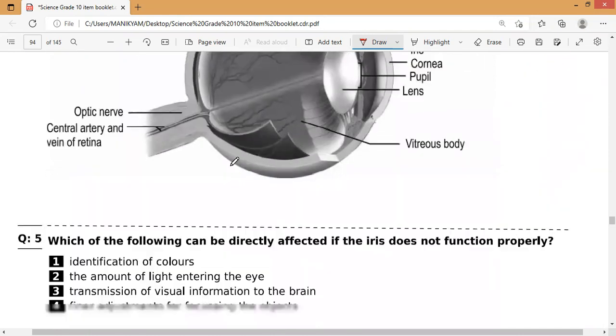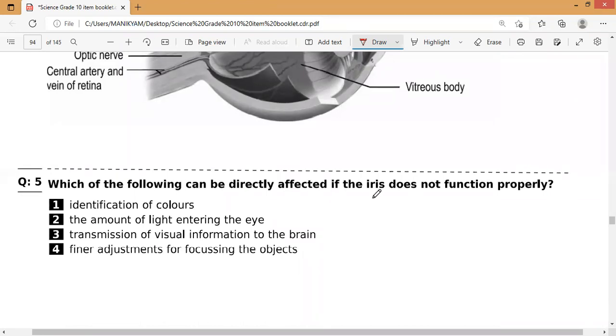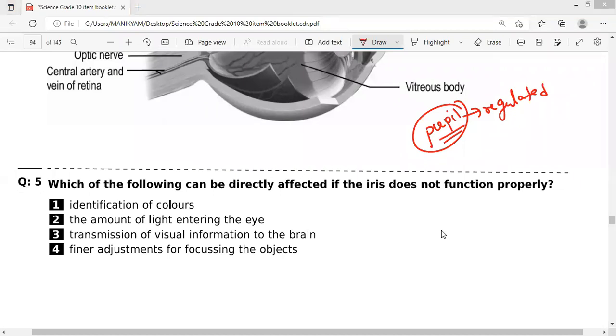Now let us go back to the question: which of the following can be directly affected if the iris does not function properly? Anybody? Think and tell me. It's a very simple question. Sir, amount of light entering the eye. Very good. Who will regulate the pupil size? Iris. So the pupil is regulated by the iris. What is the use of the pupil? Sir, to allow the light. Yes. Based upon the availability of light in the surroundings, it will control the amount of light entering our eyes. Is it right or wrong? Yes, sir.